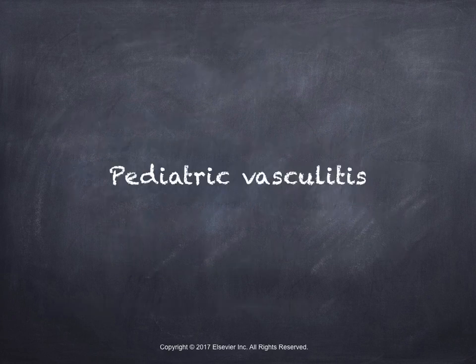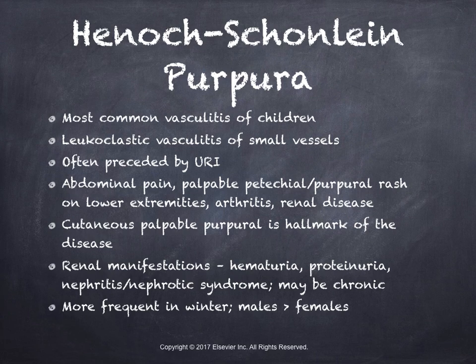Okay, moving on to pediatric vasculitis. We're going to talk briefly about Henoch-Schönlein purpura, which is the most common vasculitis of children. Again, this often is preceded by a group A strep infection or another URI. The presenting complaint is usually abdominal pain with a palpable petechial purpuric rash on the lower extremities. And there can be renal involvement.